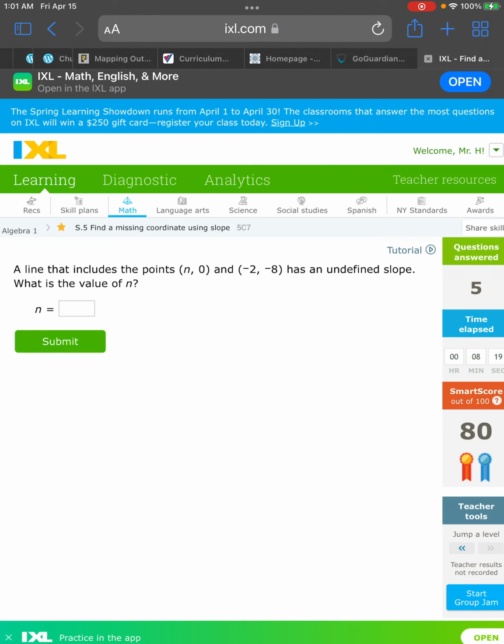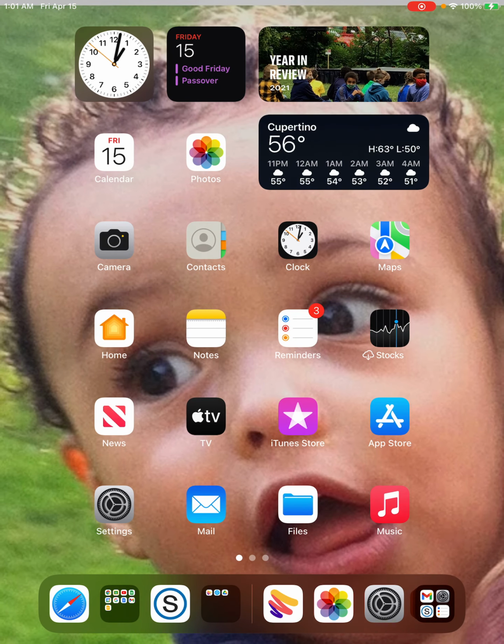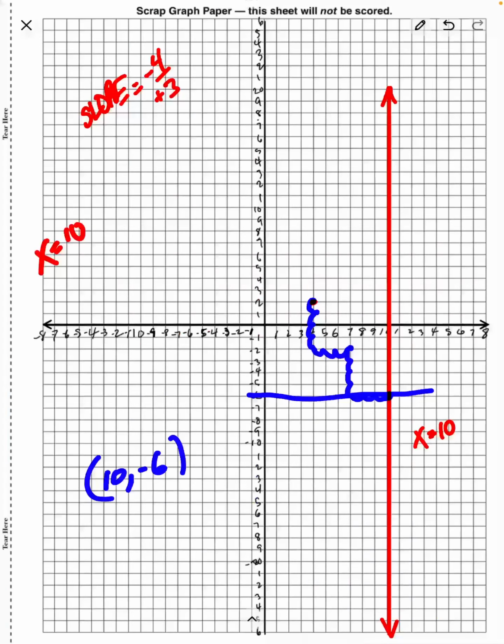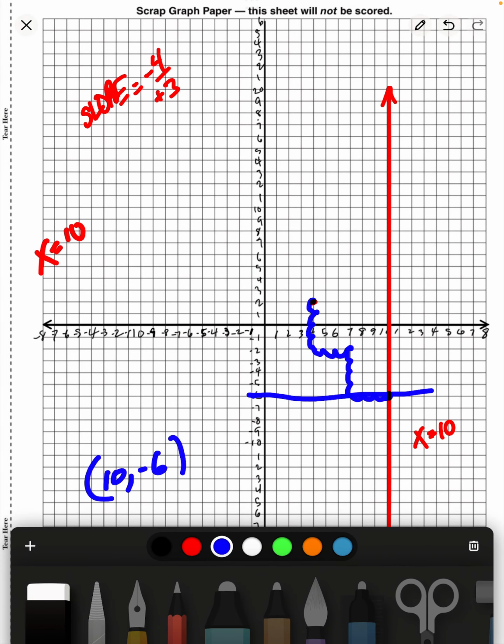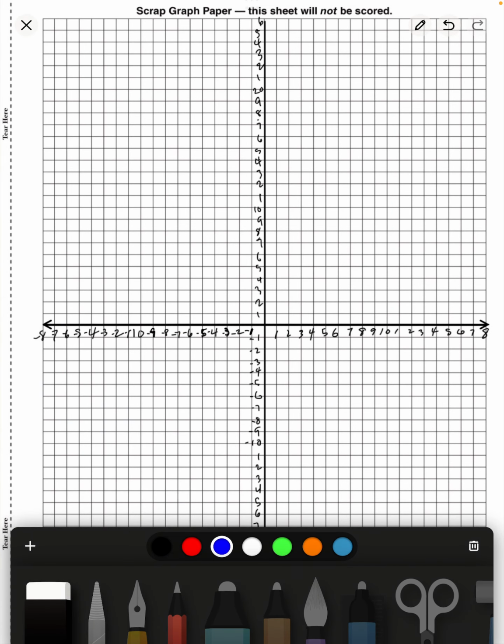Now, this is a little tricky for some students, but if you understand what an undefined slope is, then you'll be fine. So let me erase all of this stuff. Clear the ink. I want red. All right, so the very first point that they gave us was (-2, -8). So I'm going to go 2 to the left, and then go down 8. And that's going to be my first point right here.